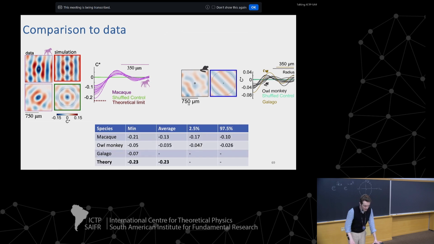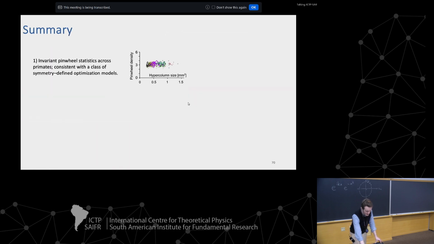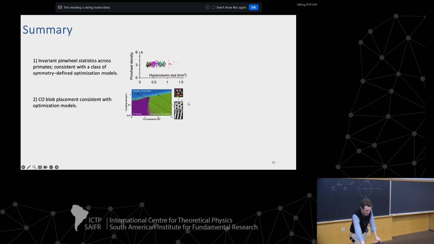This here is the statistics of the entire data set, and we find again that the macaque is relatively close to the theoretically possible limits of what one can find. So even though this seems, in terms of an effect size, like a relatively small anticorrelation, it is actually the best that you can do under the constraints of the system. And what that tells us is that even though there are these invariants for things like pinwheel density, the CO blob placement became optimal relative to this invariant layout of pinwheel domains in the macaque.